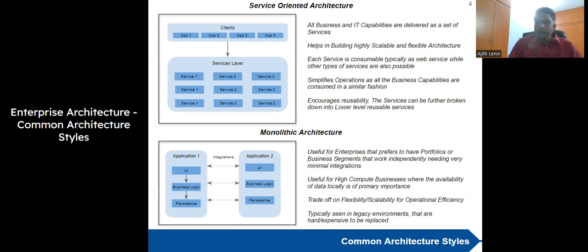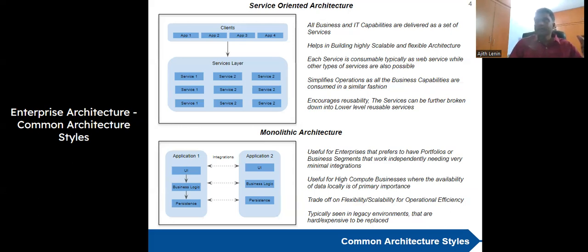Then we'll move into monolithic architecture. When we say monolithic architecture, the general perception is that it is outdated and everything has to be service oriented, right? Which is not true. On a micro level, yes, there is a lot of stress towards going to service-oriented architecture. But when we look at a macro level, there is still big relevance for monolithic architecture, right? It is useful for enterprises that have independently functioning business segments, where the interactions are very few, or in a high compute scenario where the data needs to be available locally. In those scenarios, on a macro level, monolithic architecture is still very relevant.